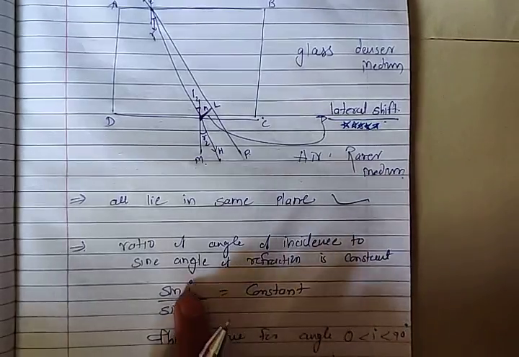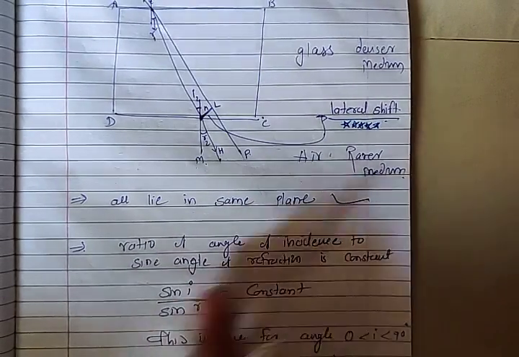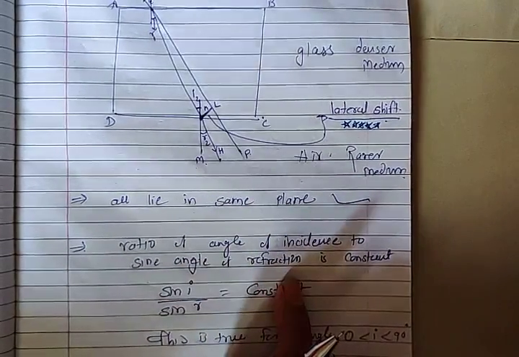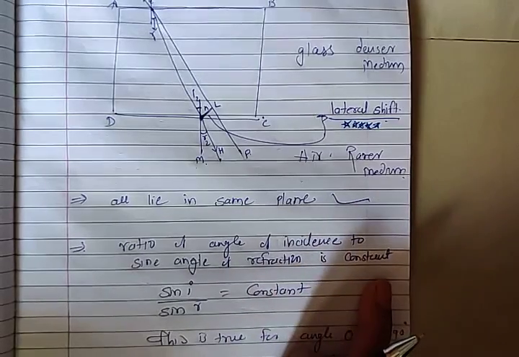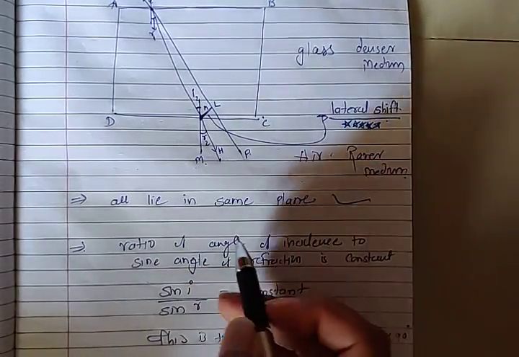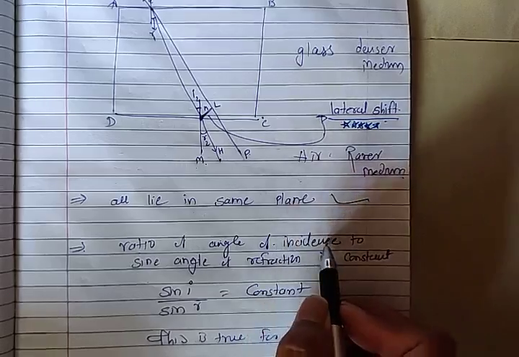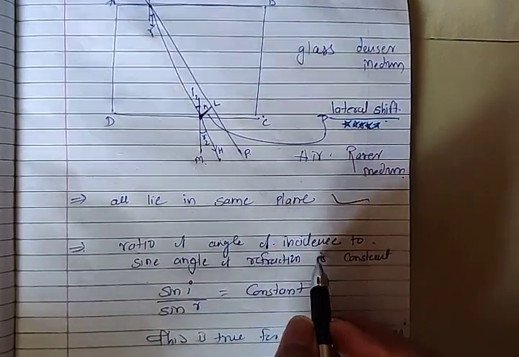Now, very important: the ratio of the sine of the angle of incidence to the sine of the angle of refraction is a constant. So in short, I will write: the ratio of the sine of the angle of incidence to the sine of the angle of refraction is a constant.